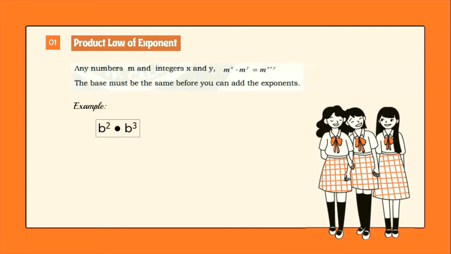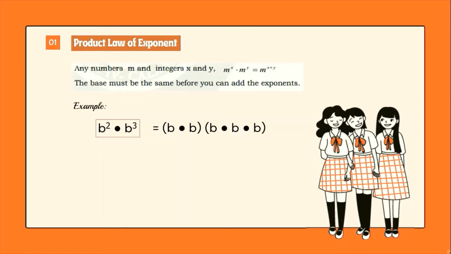B squared multiplied to B cubed. So, dito, ang ating base ay B, parehong B, at ang ating exponent ay 2 and 3. Ito ang kanyang expanded form. So, B squared, multiply natin yung B sa sarili niya ng 2 beses, at yung B cubed naman, B na base ay multiply natin sa sarili niya ng 3 beses.